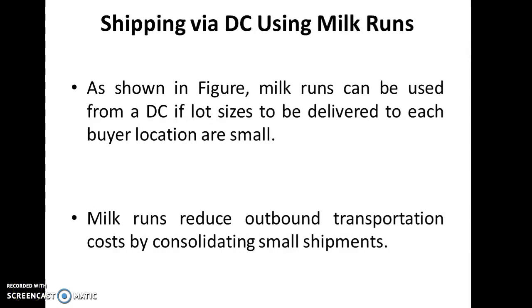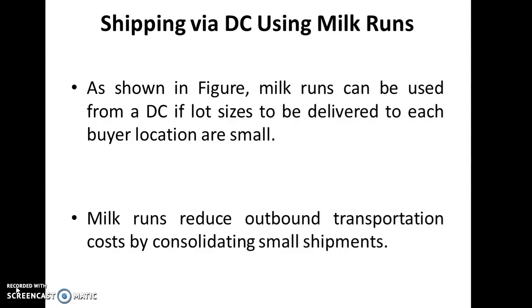The next model is shipping via a DC, distribution center, using milk runs. As shown in the figure in the next slide, products are moved to a distribution center. From the distribution center, milk runs can be used if the demand sizes to be delivered to each buyer location are small. What does it mean actually?